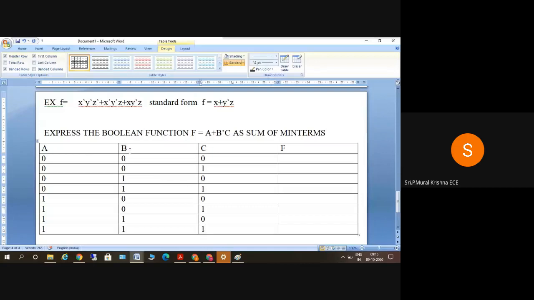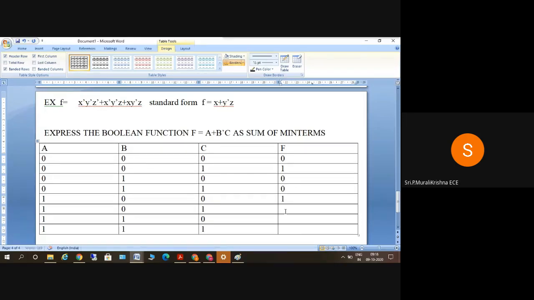First of all, write all the input combinations here and substitute these values. So substitute these values of 0, 0, 0 in F here. So 0 0 it is 0. Substitute these values in a plus b bar c. So a is 0, fine, plus b bar c, so b is 0 here, so we'll get a 1 here, and c is 1, so f is equal to 1 here. Okay, so similar way substitute all the values.